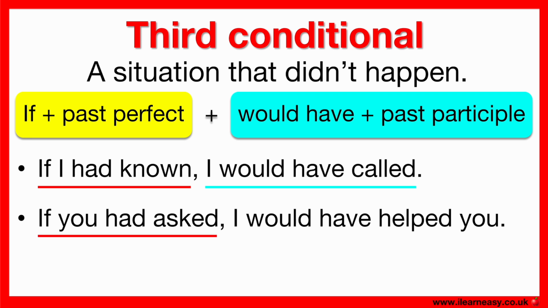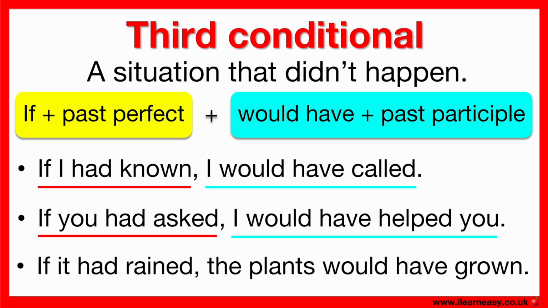The if clause comes first, followed by the main clause. The if clause follows the structure if and the past perfect, and the main clause follows the structure would have plus the past participle. If it had rained, the plants would have grown. Again, this situation didn't happen. The if clause comes first, followed by the main clause. The if clause follows the structure if plus the past perfect, and the main clause follows the structure would have plus the past participle.